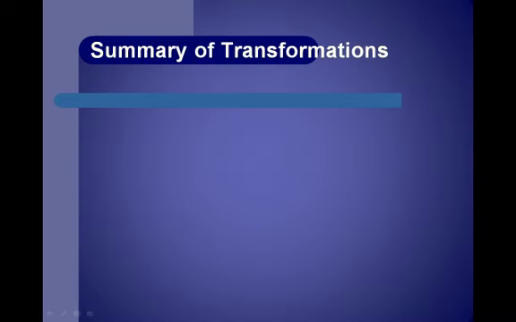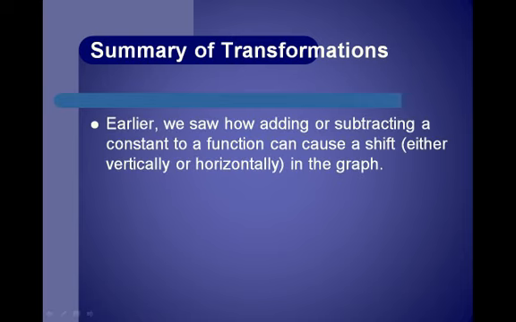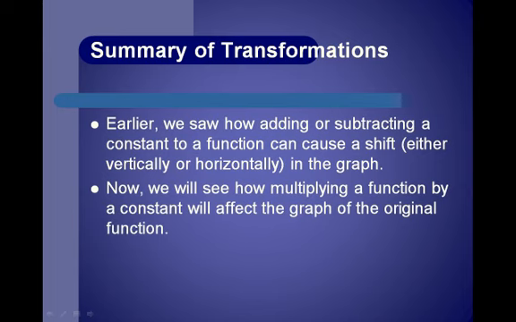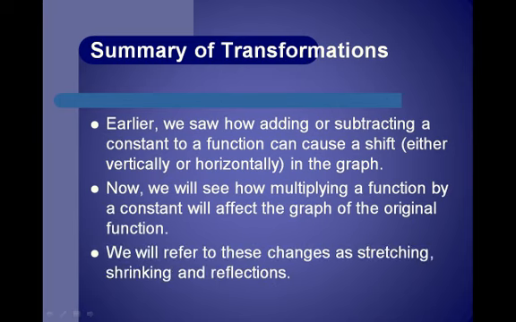So, summary of transformations so far. We just saw how adding or subtracting a constant to a function can cause a shift, either vertically or horizontally in the graph. Now we will see how multiplying a function by a constant will affect the graph of the original function. We will refer to these changes as stretching, shrinking, and reflections.